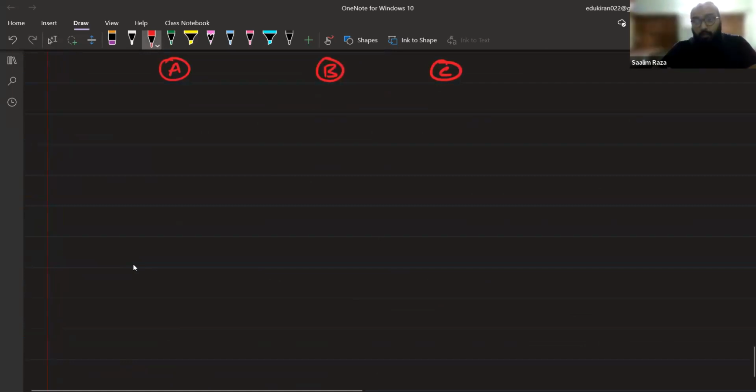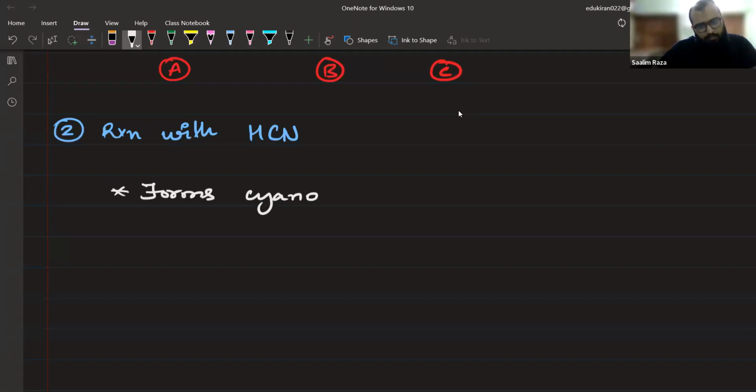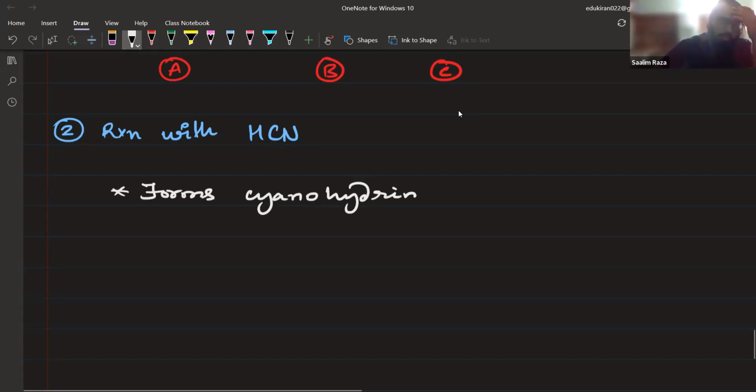We have seen reaction with ammonia and ammonia derivatives. उसके बाद अगला लिखिए आपको reaction with HCN. Second, HCN क्या है? हाइड्रोजन साइनाइड, यहाँ पे लिखिए सबसे पहले forms cyanohydrin. ठीक है। देख लीजिए reaction, carbon double bond O, two groups as it is.